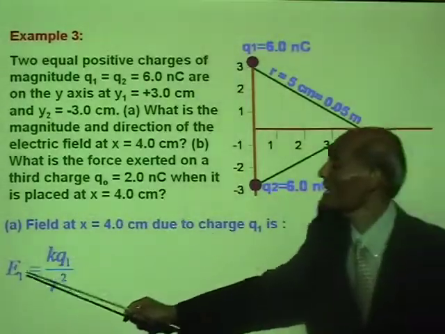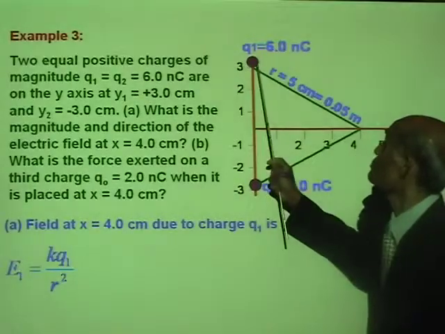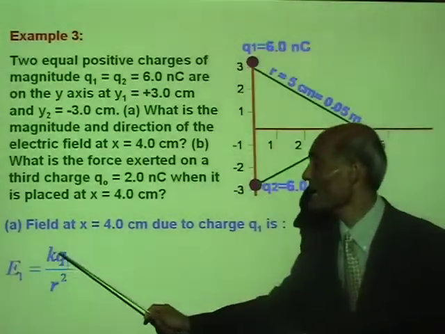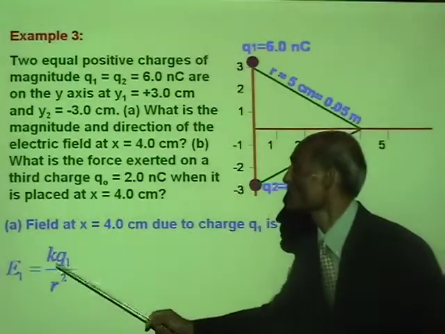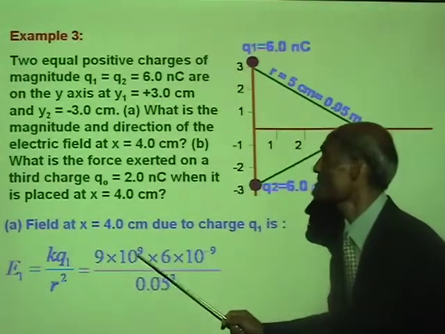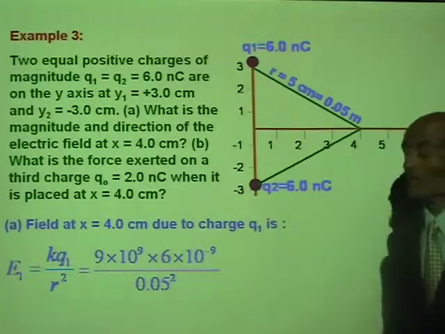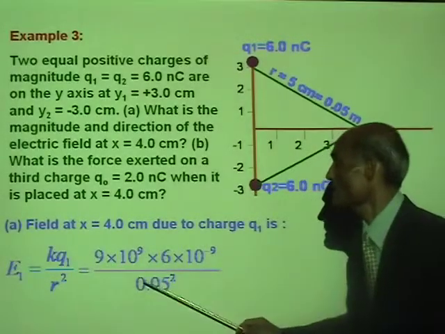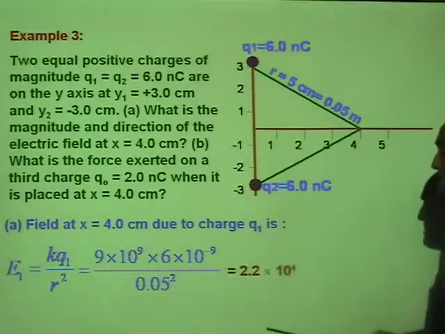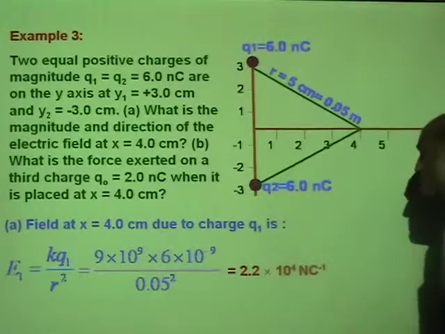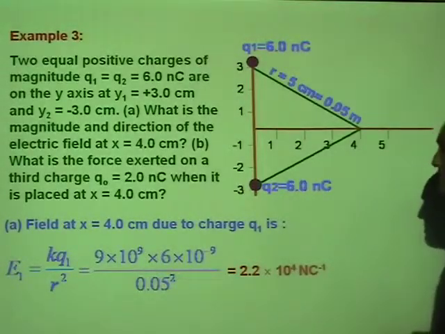So we have E1. E1 stands for the electric field at this point due to Q1, which is KQ1 over R squared. We know all these values. 9 times 10 to the 9, Q1 is 6 times 10 to the negative 9, over R squared, 0.05 all squared. What is that equal to? That is 2.2 times 10 to the 4 Newton per coulomb.